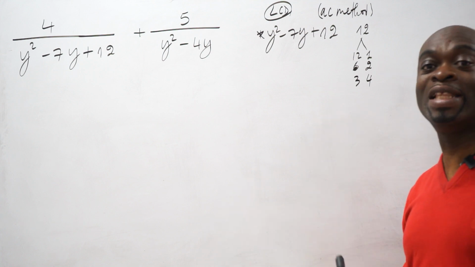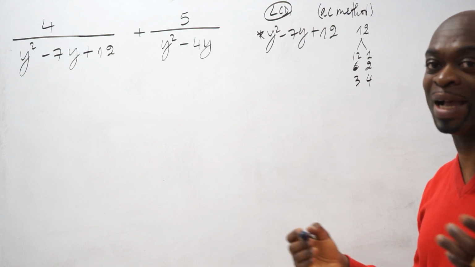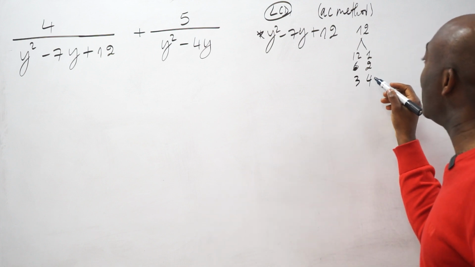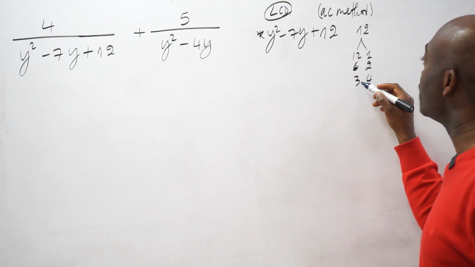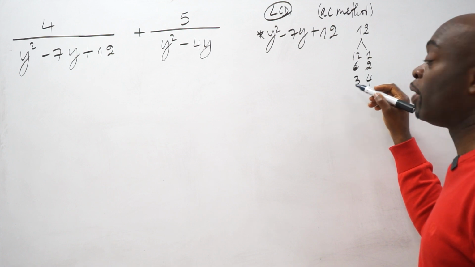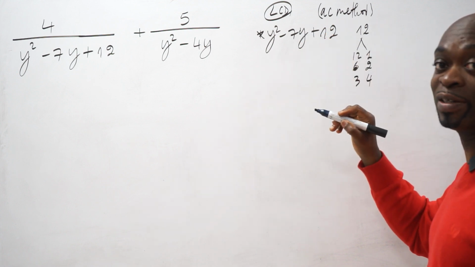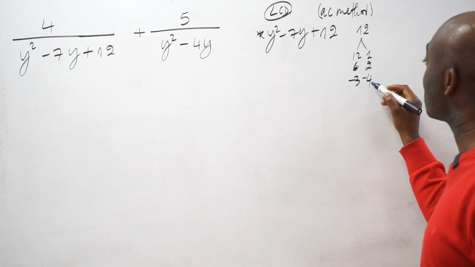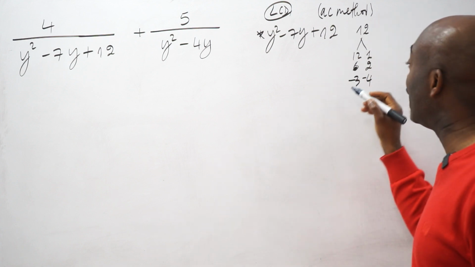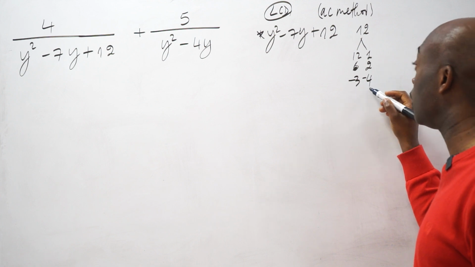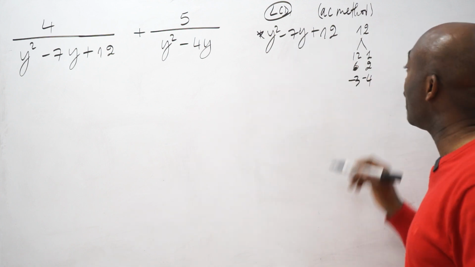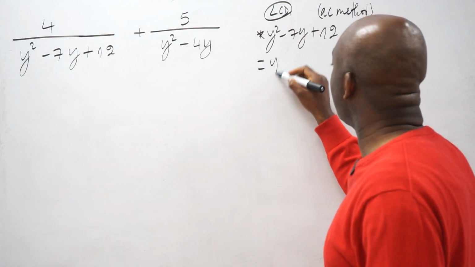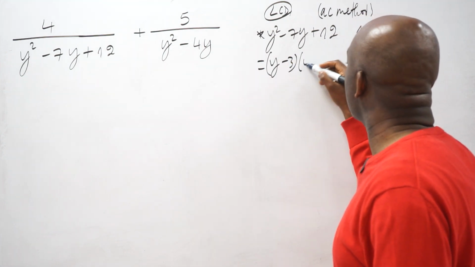As you're doing that, very quickly look at what you're getting, so that you don't waste too much time. Keep that in mind. So 3 and 4, for example, multiply to 12. Can you add them in any way to give negative 7? Yes, only when both of them are negatives. Negative 3 times negative 4 is positive 12, and negative 3 plus negative 4 is negative 7. Once you get to this stage, you're done. So that means you have y minus 3 times y minus 4.